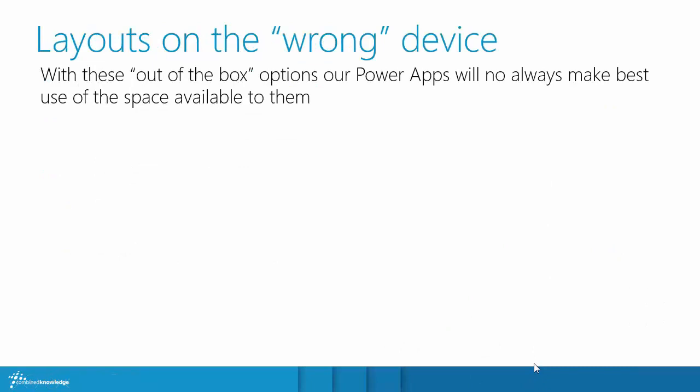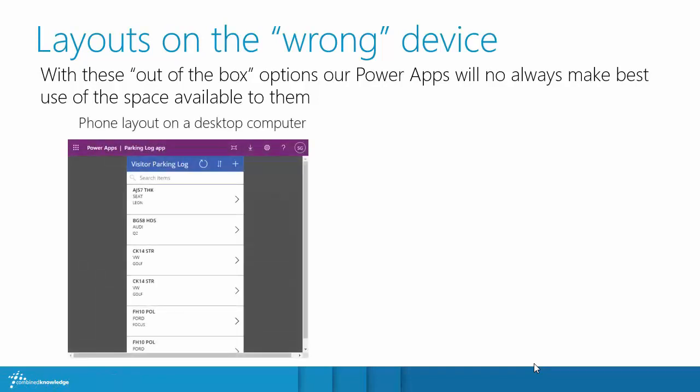With the out-of-the-box options selected, if I try to use a mobile phone layout on a desktop computer or a tablet, essentially what I'm going to end up with is the same experience as a mobile phone user. I'm going to see the mobile phone layout of my app on the screen, and I'm going to get these two big grey sidebars that accompany the app wherever I use it. So if I use it on a tablet, I'm going to see that.